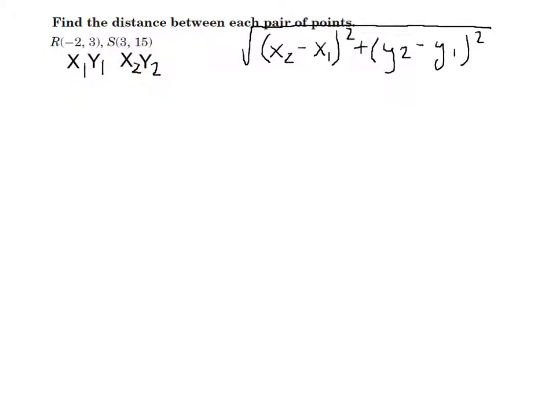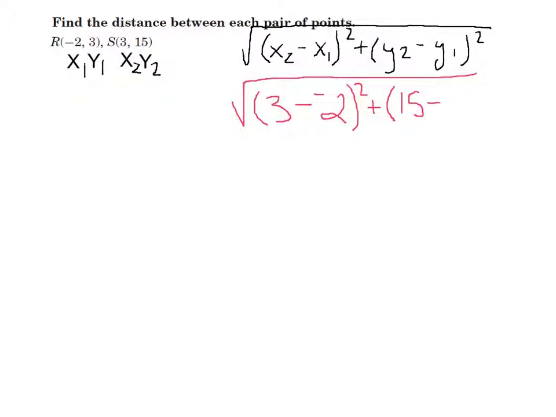So all we have to do is take these numbers and substitute them into the right places in our formula, and solve. I'll go ahead and do that. So here we go. The square root, I'm going to keep everything there and just replace the letters. x sub 2 is 3. X sub 1 is negative 2. Y sub 2 is 15. And y sub 1 is 3.